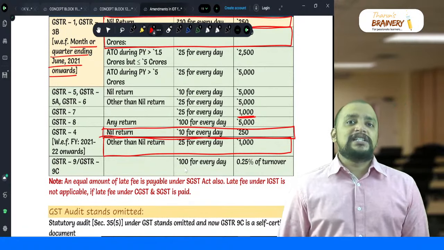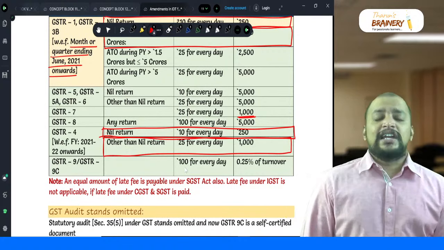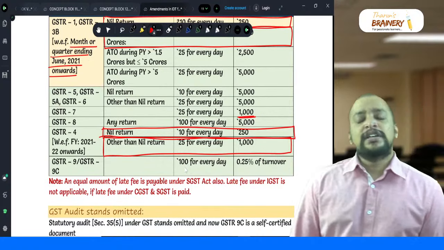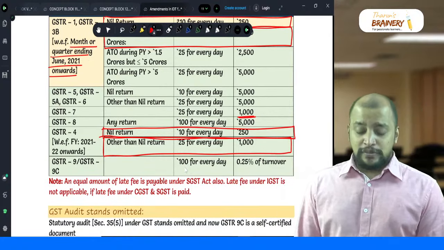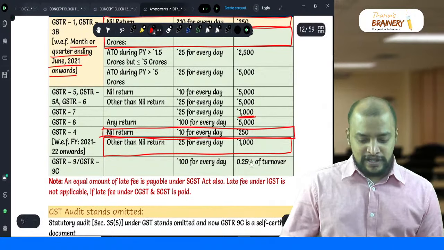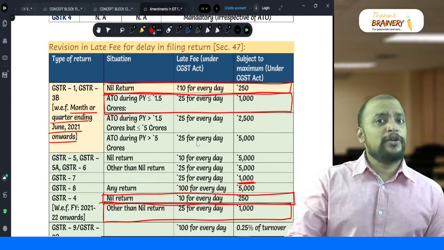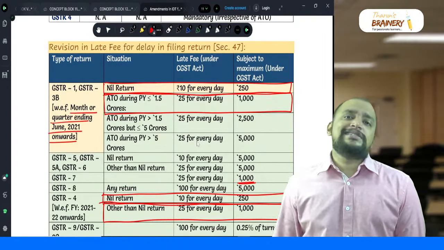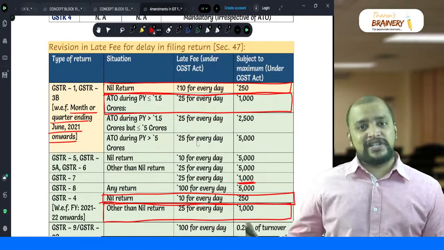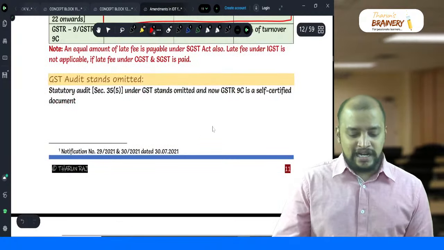So if there is any delay in filing, the late fee will be the original, they did not reduce it. That is 100 rupees per day, subject to a maximum of 0.25% of the turnover. So these are the late fees under the CGST Act. The same amount of late fee will be payable under the SGST Act also, but not under the IGST Act. Under the IGST Act, we don't have to pay any late fee.